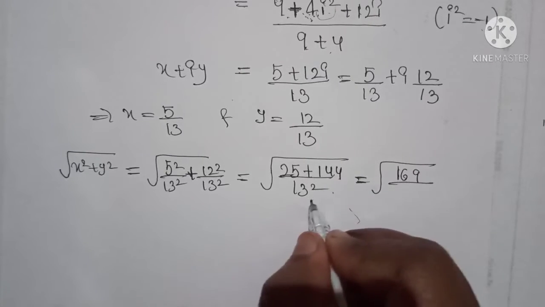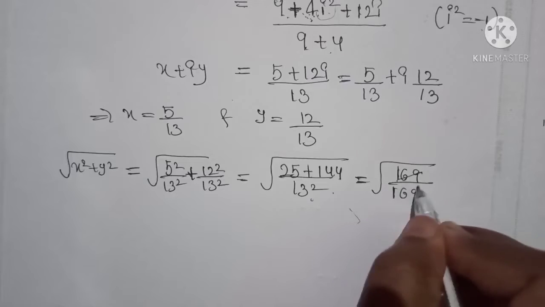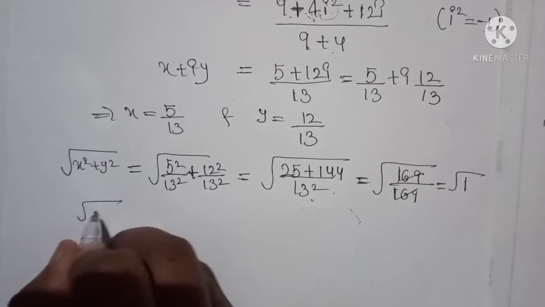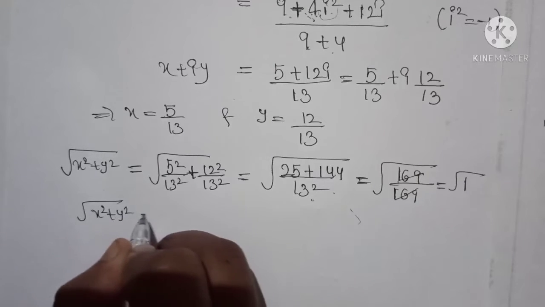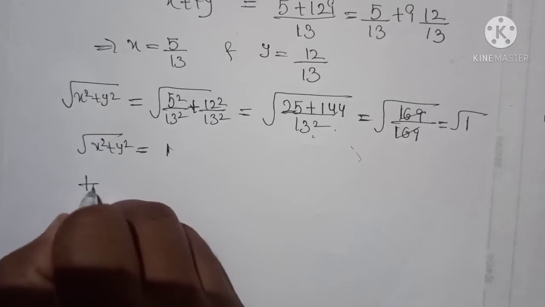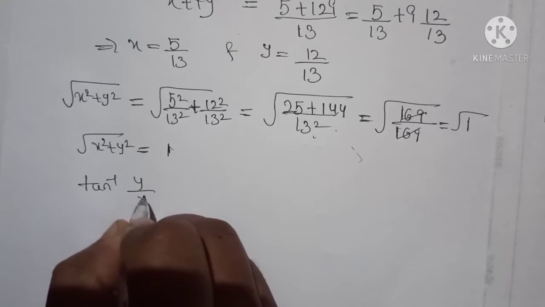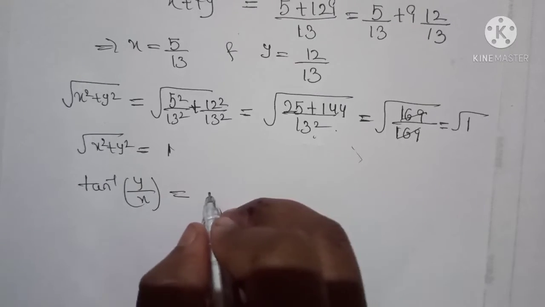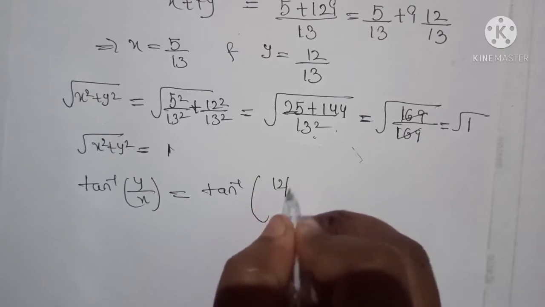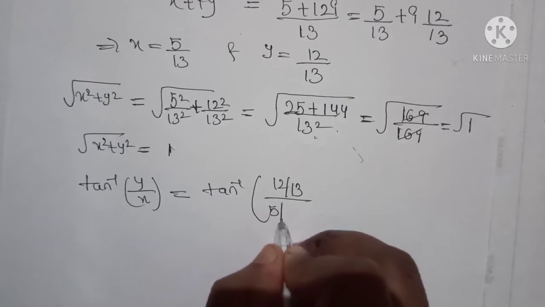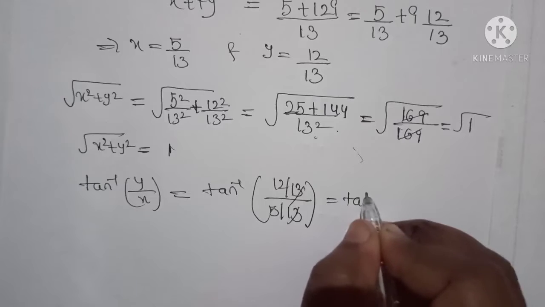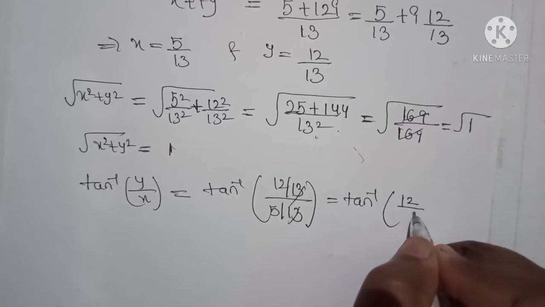So 13 square is also 169, which cancels, we get square root of 1, which is equal to the square root of x square plus y square equals 1, and tan inverse of y by x is equal to tan inverse of y value, 12 divided by 13, x value is 5 divided by 13, 13 gets cancelled, we get tan inverse of 12 divided by 5.